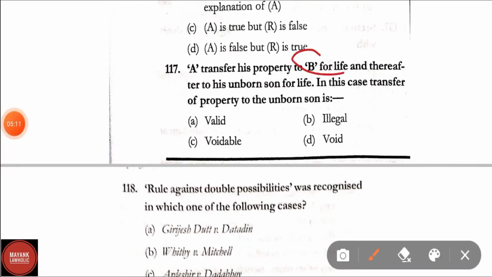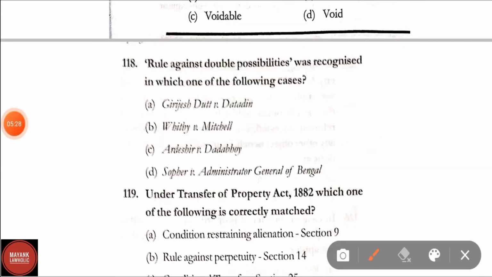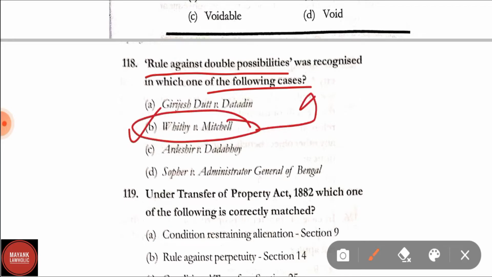A transfers his property to B for life and thereafter to his unborn son for life. In this case of transfer, the property to the unborn son is, options are valid, illegal, voidable, void. Correct answer is option D, that is void. Question number 118. Rule against double possibilities was recognized in which of the following cases? Options are Girijesh Dutta versus Datadeen, Whitby versus Mitchel, Ardeshir versus Dadabhoy, Soofer versus Administrator General of Bengal. Here correct answer is option B, that is Whitby versus Mitchel. The rule against double possibilities was recognized.